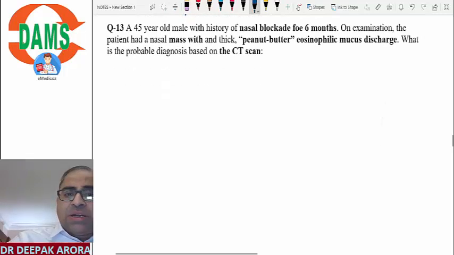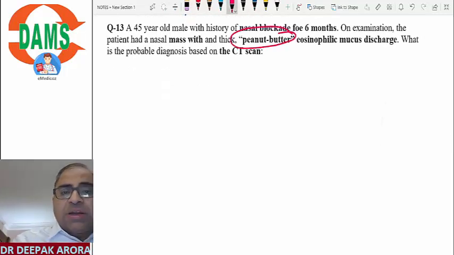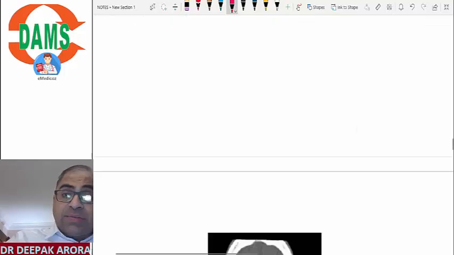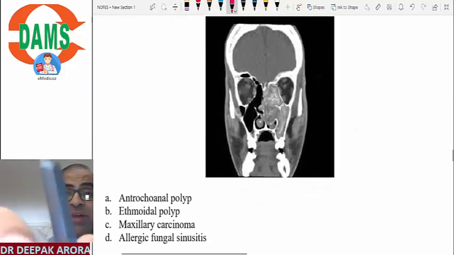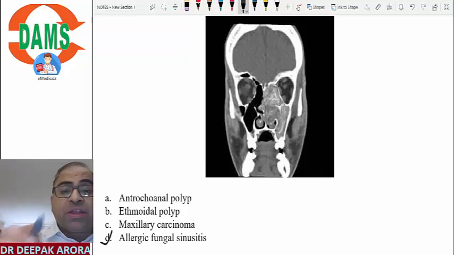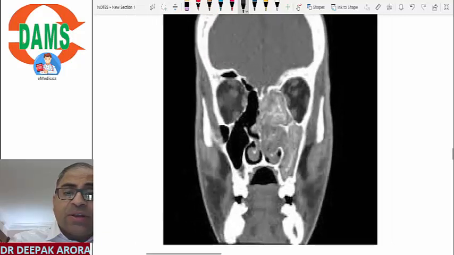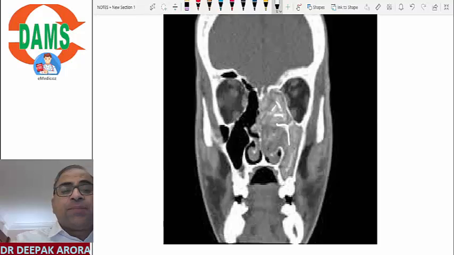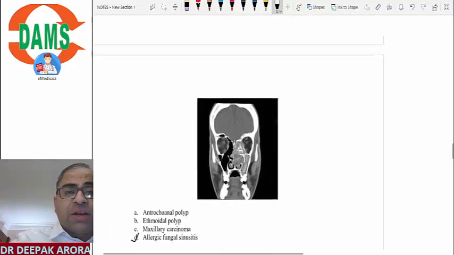Question number 13. A smart student, after reading the word peanut, will not waste time in reading the rest of the MCQ. Peanut butter like mucus. Examiner has given some CT finding. No other diagnosis except allergic fungal rhinosinusitis. What I'm seeing in this slide, focus your eyes on the board. In this slide, there is double density. Can you see these white lines? What are these white lines? These white lines are fungal elements.